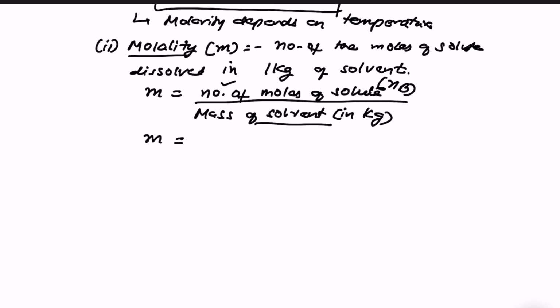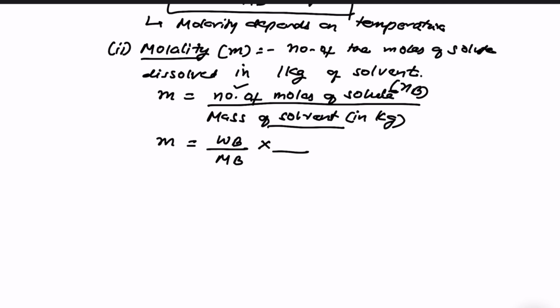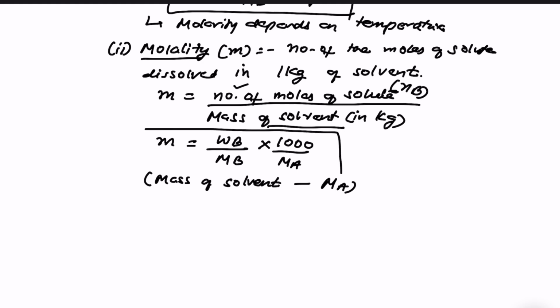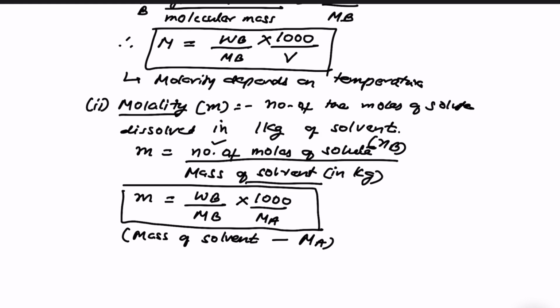So for the number of moles, we are going to use the same formula, WB upon MB, but here it will be the mass of solvent. Since I am denoting the solvent by A, my mass of solvent will become MA. Since mass is in kg, and if it is given to us in gram, I can write it as 1000 upon W. So this is the formula for molality.